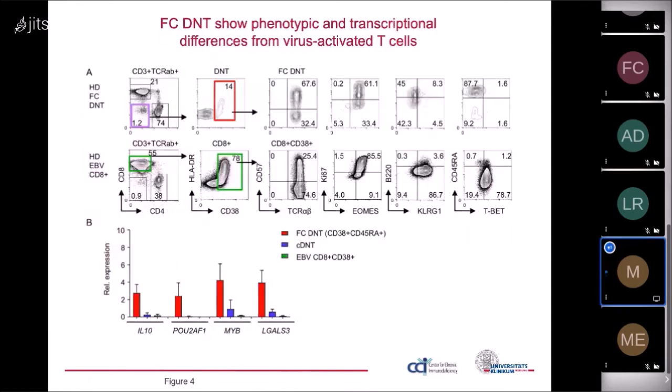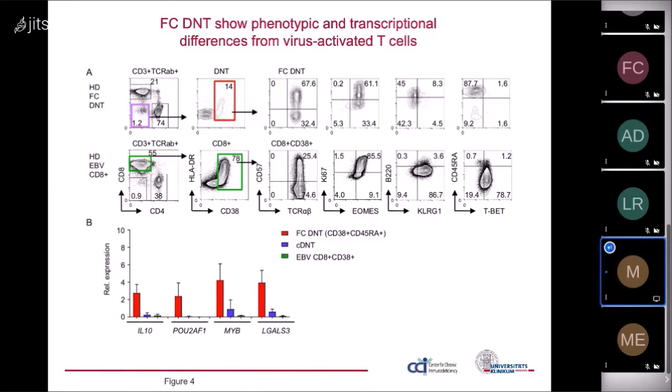As I told you at the beginning, we were then again interested in better characterizing these cells. And we noticed at the beginning that Fc-DNT do express many markers of activated cells. I cited already CD38, HLA-DR, Ki67. So we thought about comparing these cells with other in vivo activated T cells.